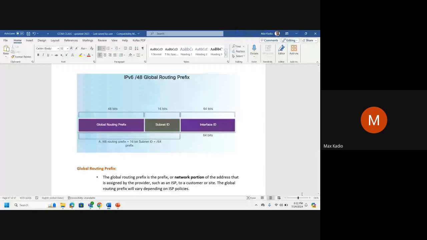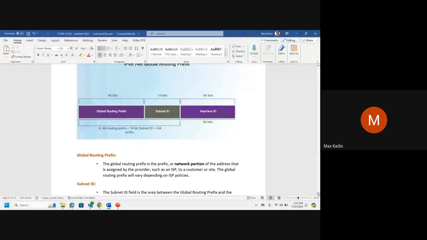So here we will explain more what is the global prefix, what is the subnet ID, and here. So you can quickly have a look for 1 minute and we continue.